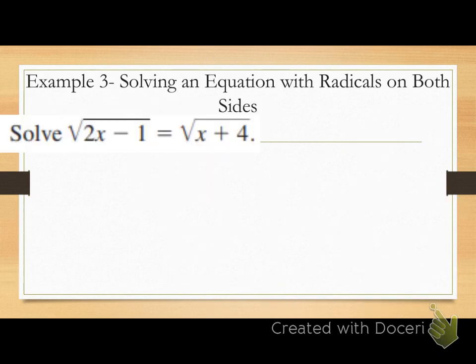Almost. Example 3. Oh no, we've got square roots on both sides now. I've got to solve the square root of 2x minus 1 equals the square root of x plus 4. Anyone have any ideas what I can do? They're already square roots. Yep, just square both sides.